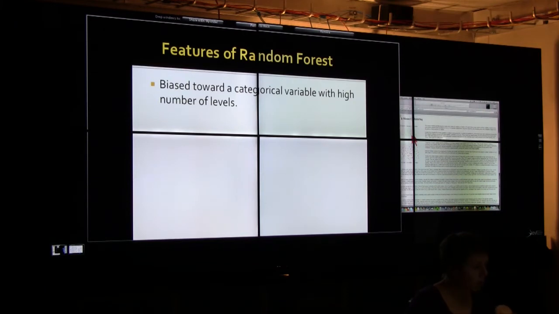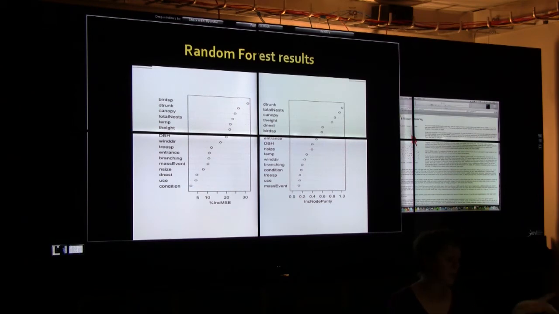So let me first show you some results, and then I'll go back to some disadvantages. Here are some results from a data set, the Weaver data set. I don't know if you remember. It's a data set that we collected last time in this class. And those are the features that we collected for the birds.